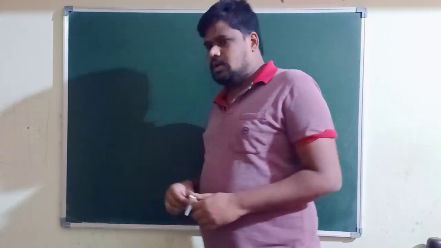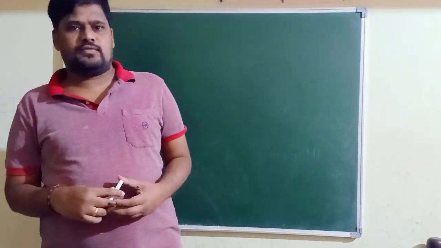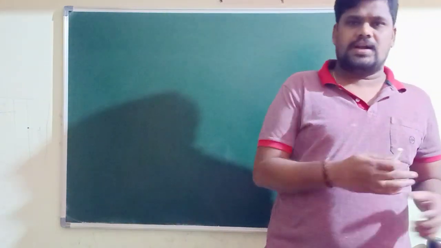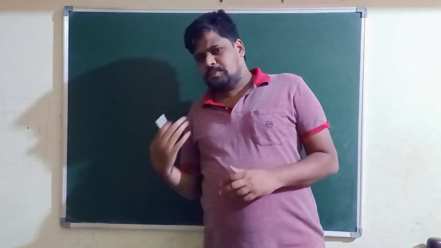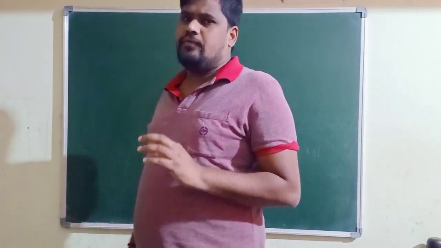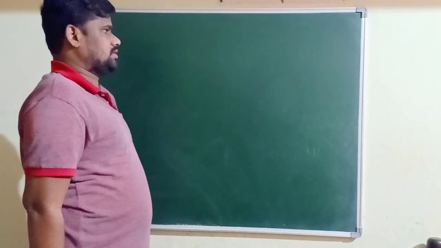In this session, let us derive an expression for the current which is flowing through a given conductor, and express current in a conductor in terms of what? Drift velocity of free electrons.